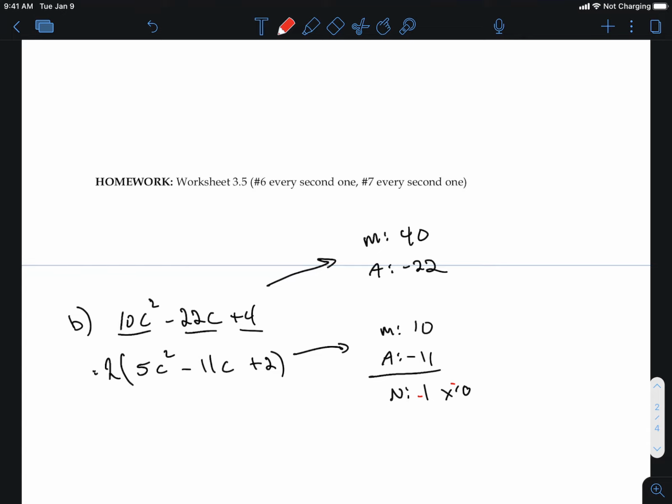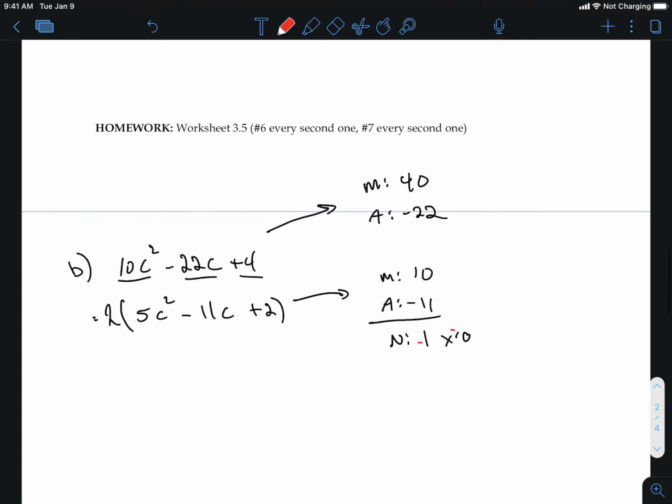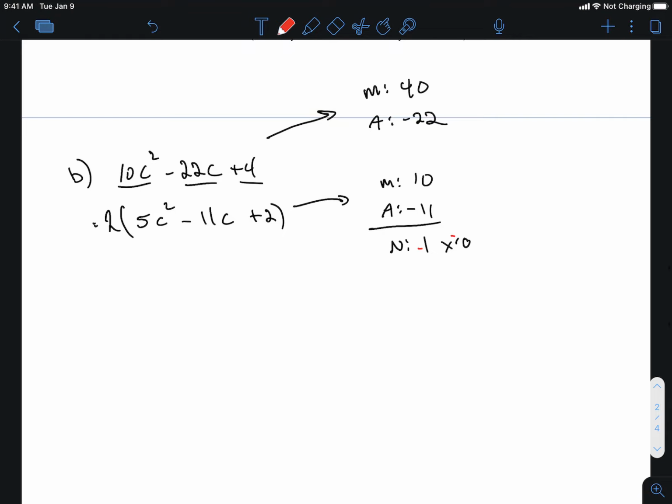Okay. So, what's the next step? Are you just going to do this? What did I say? Don't ever do this. Don't do that. Not when there's an a value up front. That would be wrong.